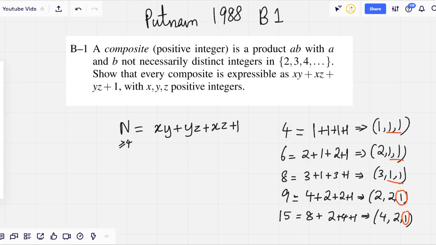Let's just substitute that and see what happens. Without loss of generality, let's just substitute z equals 1. That would give us n equals xy plus y plus x plus 1. This does look like an expansion of some factorization, and if we do try to factor it, I can rewrite n as x plus 1 times y plus 1.